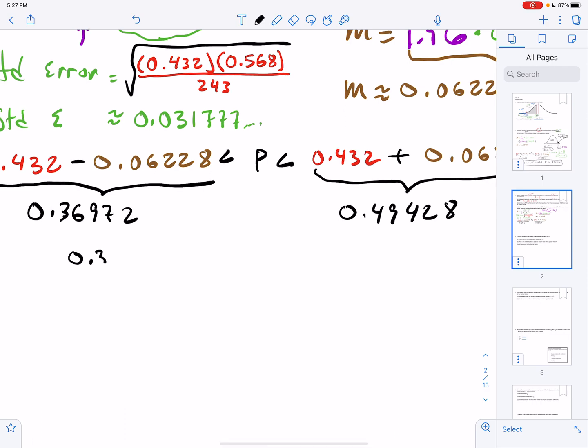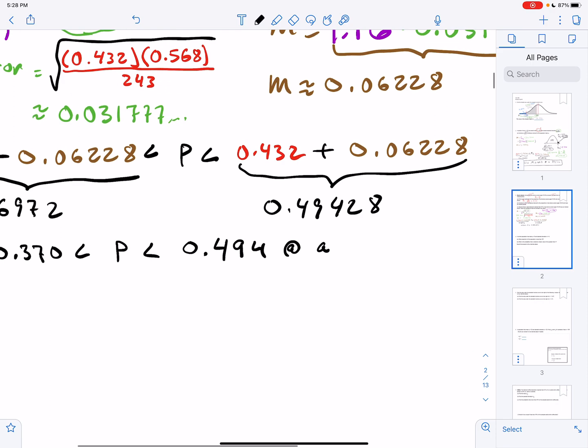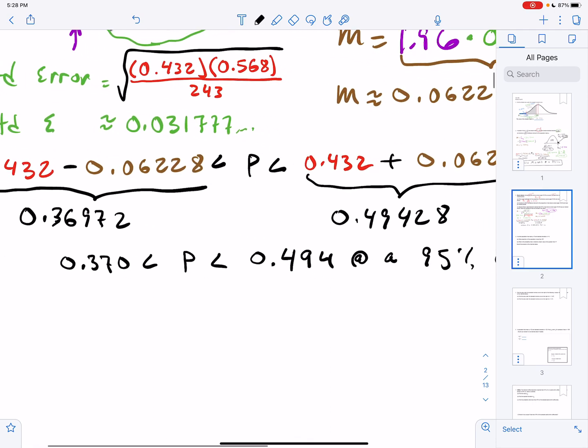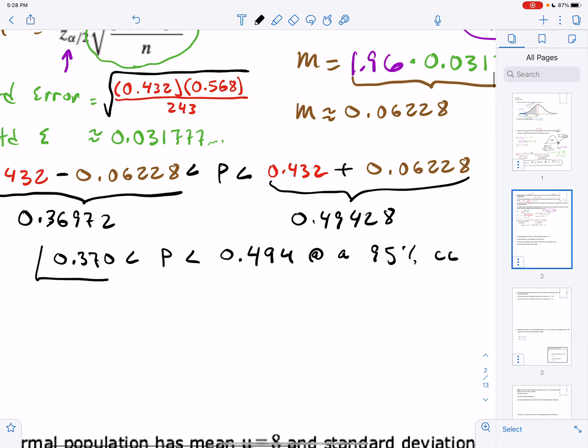So let's make our confidence interval and round to 3 places. That's 0.370, and the upper side is 0.494. Let me redo that. Let me redo it all. 0.494. This is our confidence interval, and this is at a 95% confidence level. All right, so there's our answer.